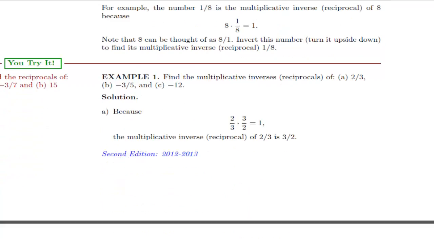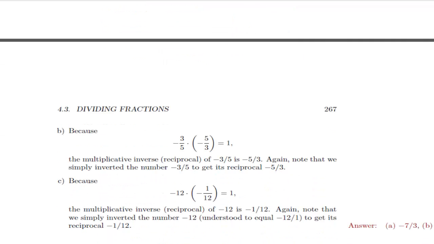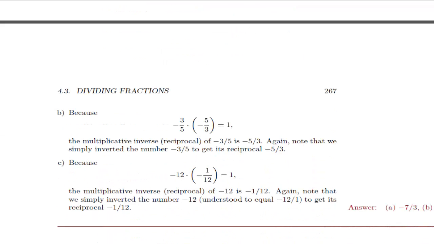Example 1. Find the multiplicative inverses or reciprocals of a, 2 over 3, b, negative 3 over 5, and c, negative 12. Solution. Because 2 over 3 times 3 over 2 equals 1, for a, the multiplicative inverse or reciprocal of 2 over 3 is 3 over 2. For b, because negative 3 over 5 times negative 5 over 3 equals 1, the multiplicative inverse or reciprocal of negative 3 over 5 is negative 5 over 3. Again, note that we simply inverted the number negative 3 over 5 to get its reciprocal, negative 5 over 3.